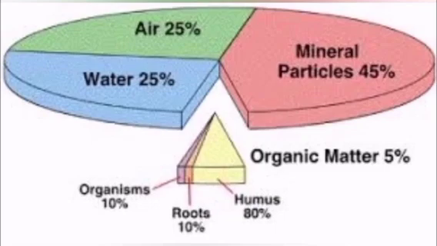In this picture, we can see air is 25%, water is 25%, mineral particles are 45%, organic matter is 5%. Within organic matter, humus is 80%, roots are 10%, organisms are 10%.